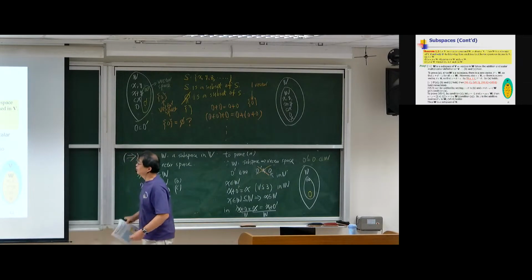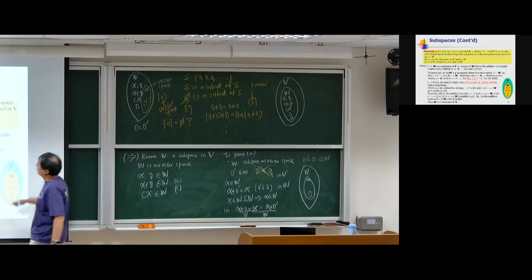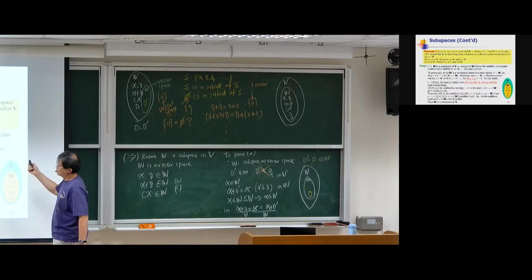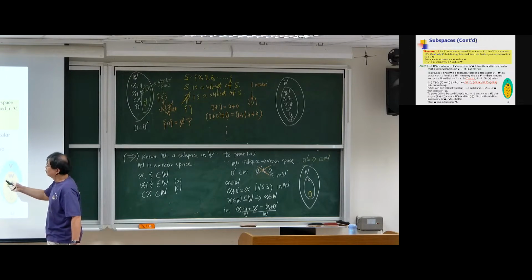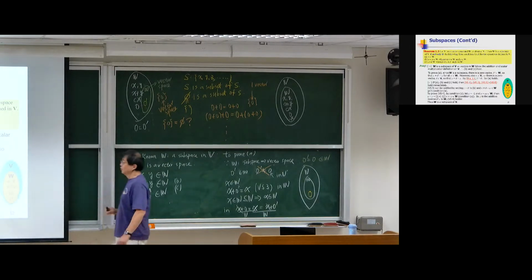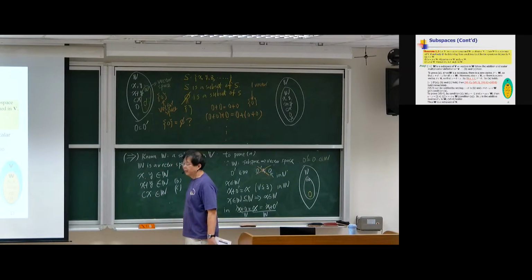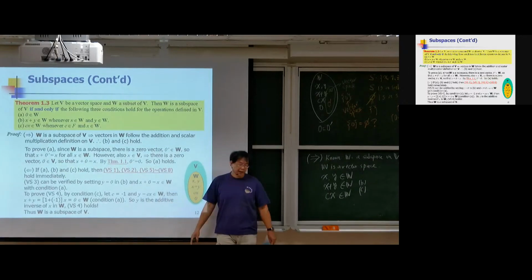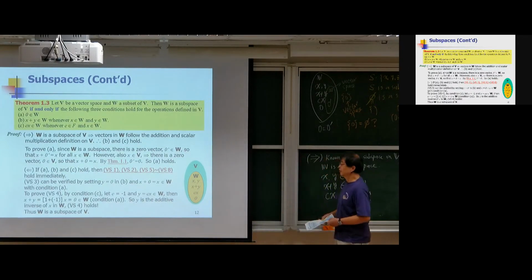And next, we need to prove it from right-hand side to left-hand side, which means that if A, B, C are correct, then W is a subspace of V. But here, because of the time, we cannot complete it today. So I will just leave it for next Wednesday. So this is the end of today's class. Okay, that's it for today, because there is not enough time to prove the remaining part.